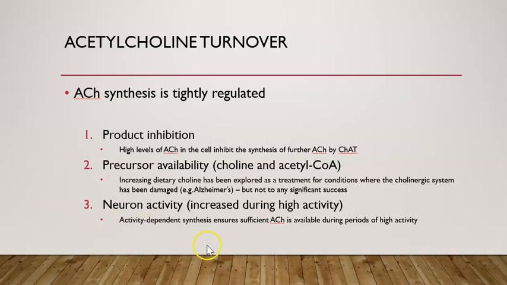And then the third thing that can limit or regulate the amount of acetylcholine that's synthesized would be your neuron activity. So increased activity of the neuron will lead to increased synthesis of acetylcholine, obviously to make sure that there's sufficient acetylcholine available during these periods of high activity. So it's that use it or lose it mentality. If you're not using the neuron as much, you're not going to have as much synthesis of acetylcholine because you just don't need it. But if you use the neuron more, you're going to get more synthesis.